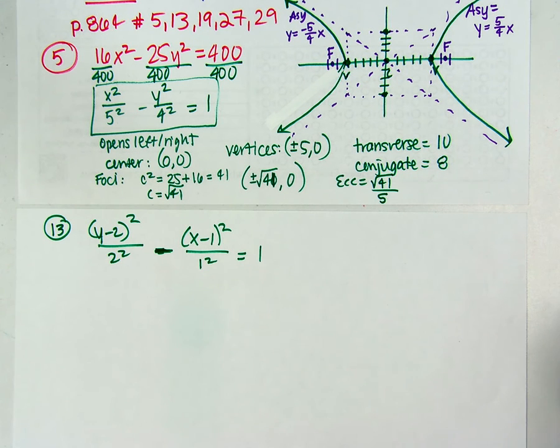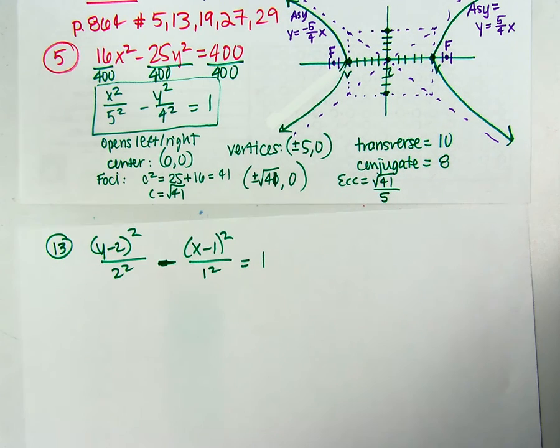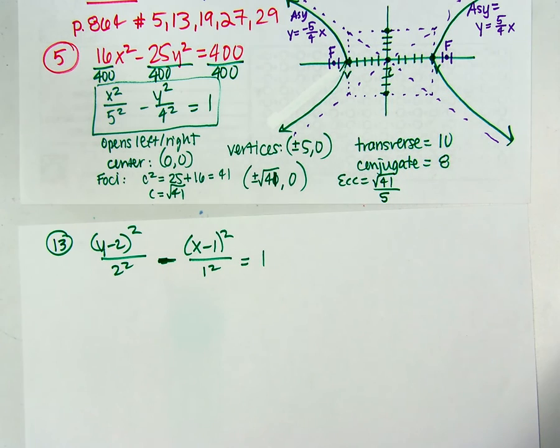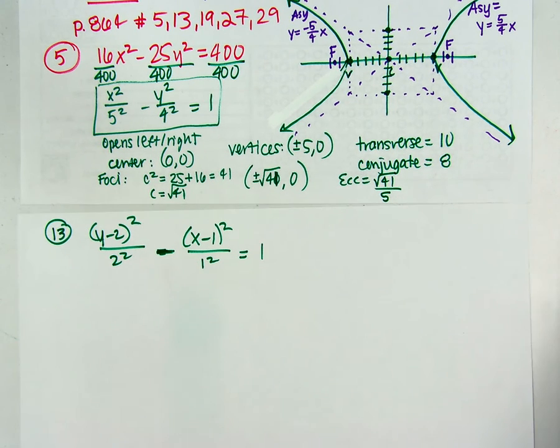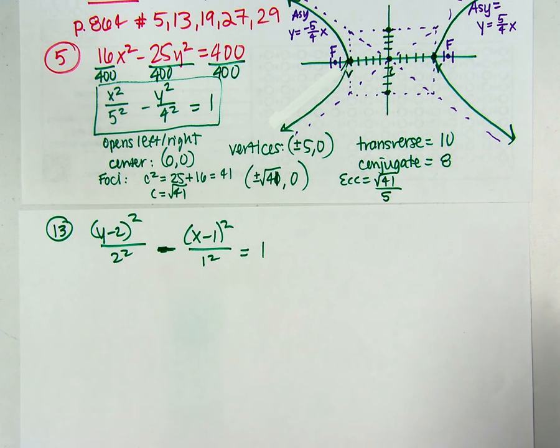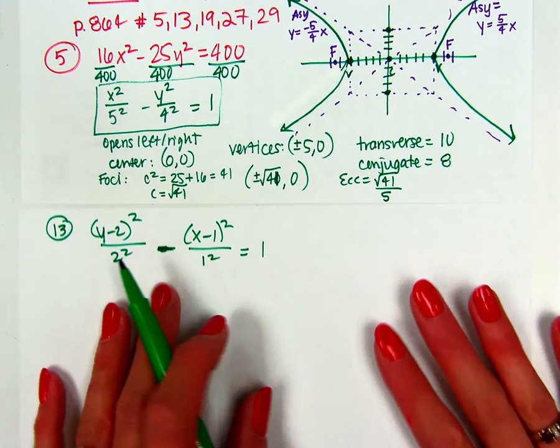All right, so again, we're going to graph. The nice thing about this one is that it's already equal to 1, so we don't need to solve. All right, so we still need to identify where are the vertices, the foci, the length of the transverse and conjugate axes, the eccentricity, and the equation of the asymptote. All right, so let's graph this one.